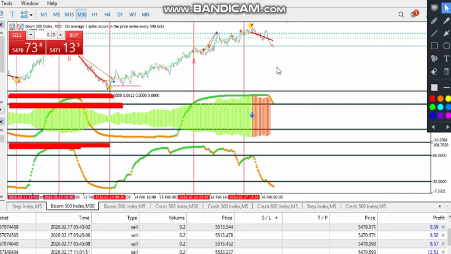So that is one of the things that you need to note in this particular video. So guys, this is how you can trade with this particular indicator, and this indicator is one of the best indicators you can decide to have. And to get this particular indicator, you can always reach out to me and I will give you access.